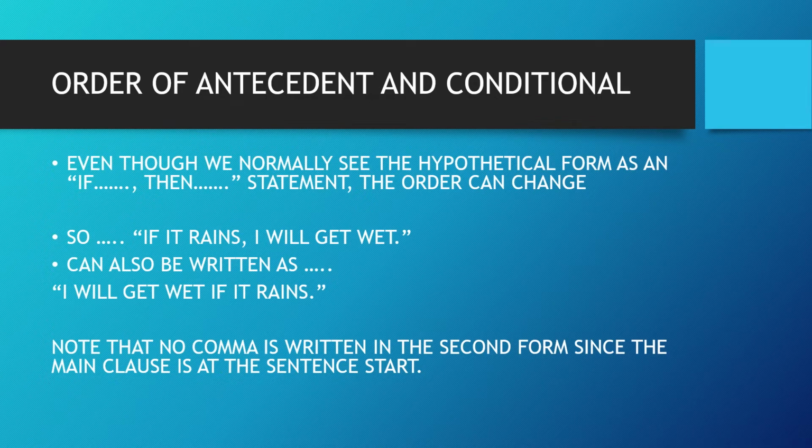Even though we normally see the hypothetical as an if-then statement, the order can actually change. The main clause is the then clause, and if it comes second rather than first, then we need a comma to separate it because it is the main clause and it occupies the second part of the sentence. So: if it rains, comma, I will get wet. However, if we invert, then we don't need the punctuation: I will get wet if it rains. We can also achieve the same thing by saying if it rains, then I will get wet, in which case we don't need the comma either.